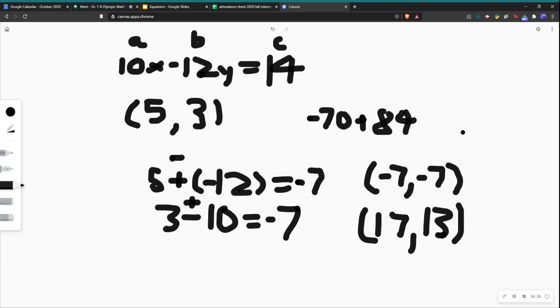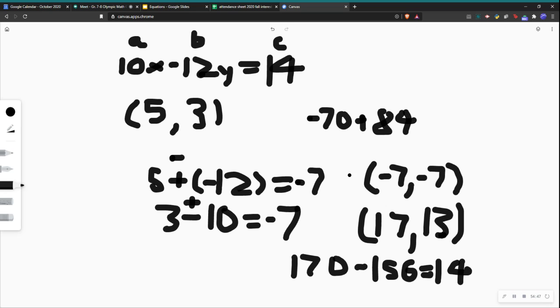And we can test that out. Let's see, 10 times 17 is 170. 13 times 12 gives you 156, I think. Yeah, 156. And looks like that's equal to 14 as well. So perfect. So these are 3 solutions. So 5 comma 3, negative 7 comma negative 7, 17 comma 13.